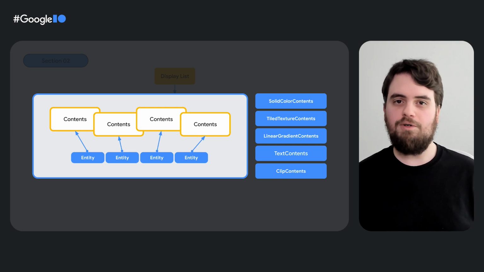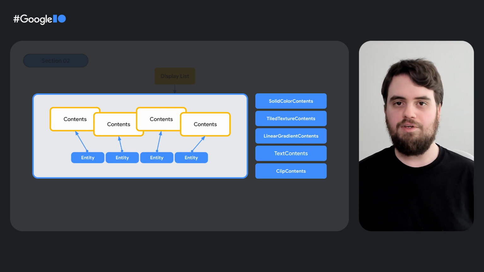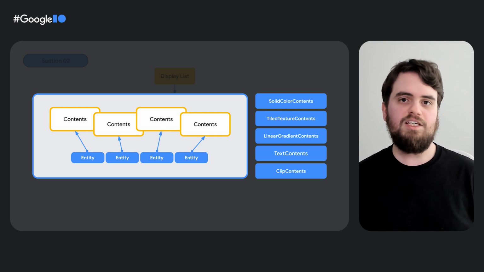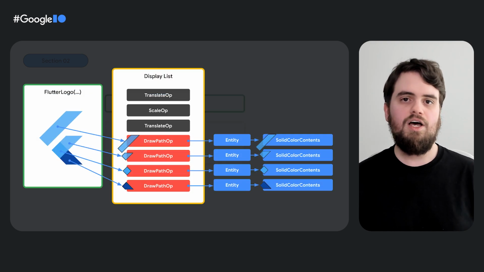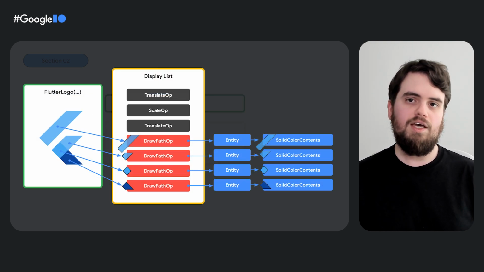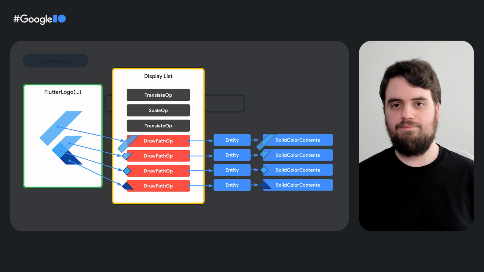Sometimes we even have multiple specialized contents that draw the same thing using different algorithms with different performance characteristics. That way, Ikes can pick and choose the most efficient rendering algorithm depending on the situation. In this case, all four of the Flutter logo's quads are just filled with solid colors, and so each of their entities get a solid color contents assigned to them.